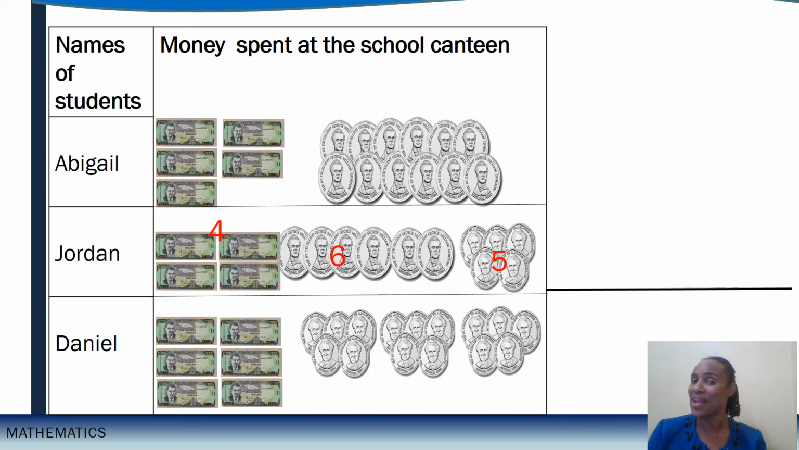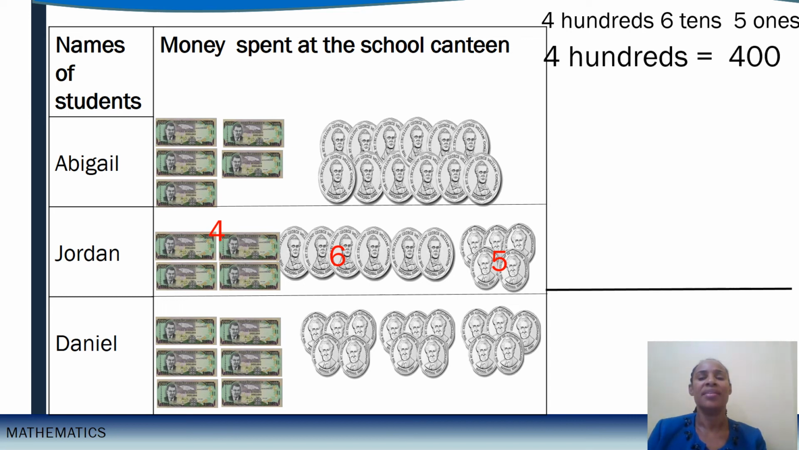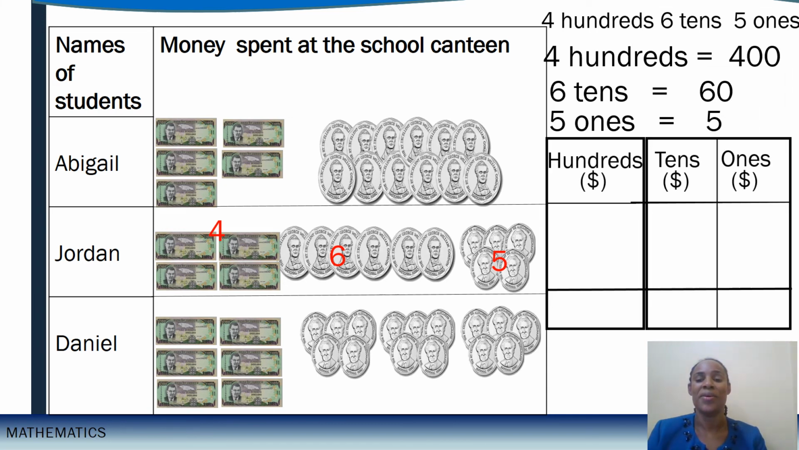Let's write that to the side of our table. So 4 hundreds, 6 tens, 5 ones. And we're going to write the value of that. 4 hundreds is the same as 400. And 6 tens is the same as 60. And 5 ones is the same as 5. Now, boys and girls, again, we will use our place value math to help us find how much money Jordan spent in all. Let's go.